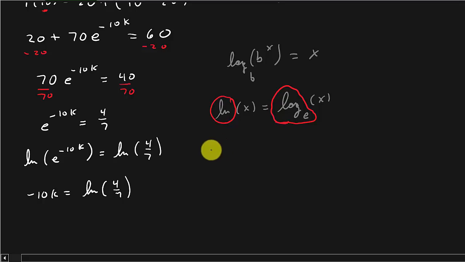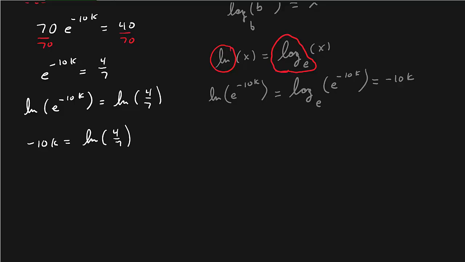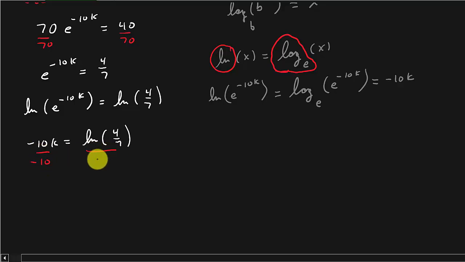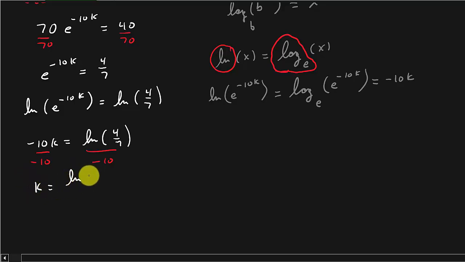So what we had over here is we had natural log e to the negative 10k, which, remember, that's the same thing as log of e to the negative 10k with base e. And since the base of the exponent and the base of the log are the same, you get negative 10k. And that's where that negative 10k comes from. So now we're going to divide both sides by negative 10. So we get k is equal to the natural log of 4 over 7 divided by negative 10.